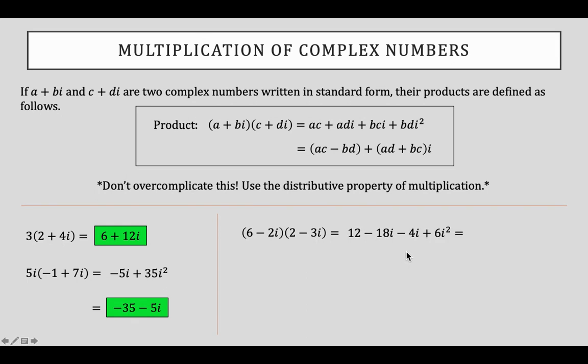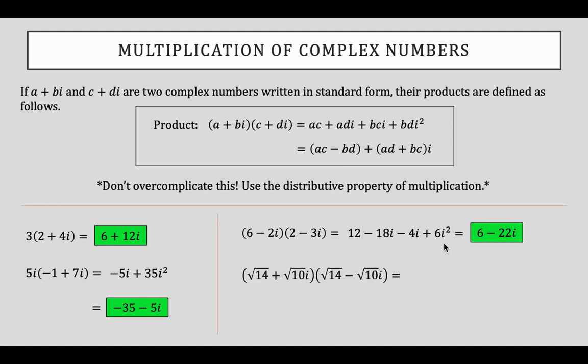Now we can begin to simplify. Well, combining like terms, negative 18i minus 4i would give me negative 22i. Recall that i squared is equal to negative 1. This is 6 times negative 1, which gives me a negative 6, which I can combine with my first term, 12. 12 minus 6 gives me 6. My final answer here will be 6 minus 22i.